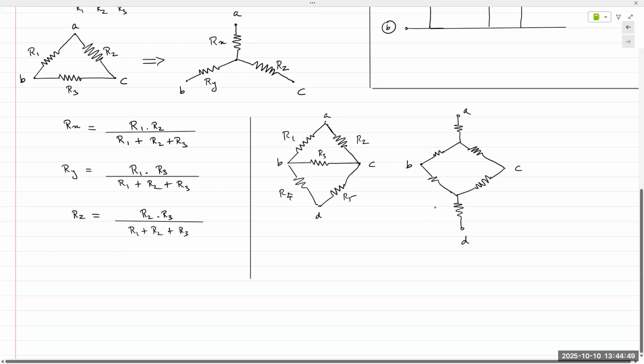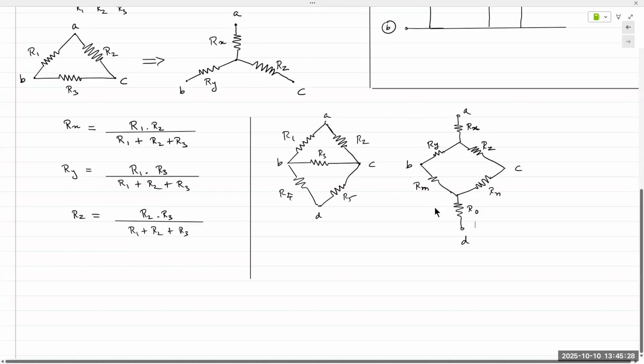Now, what did we call this? We have Rx, Ry, Rz, let's call this RL, Rm, Rm. Looks more like an E. Let's call it M, N, and O.